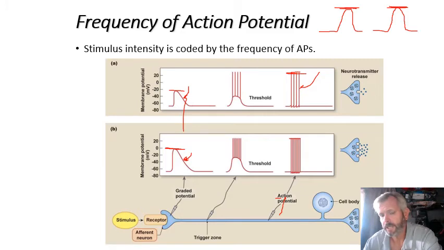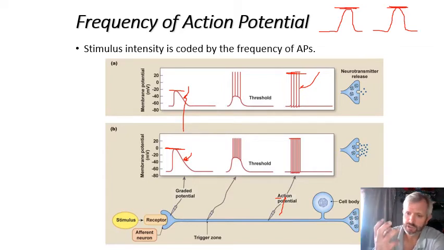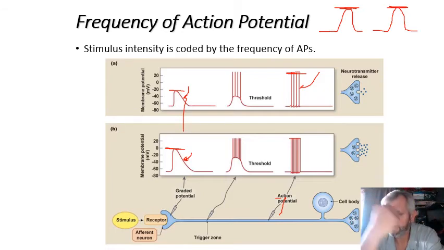My brain can put codes to these. Hey, I'm getting high frequency. This is a strong signal. I'm getting just medium frequency, or very small change in frequency. This is a gentle signal. So my brain can interpret these frequencies of action potentials to give me what the sense is.